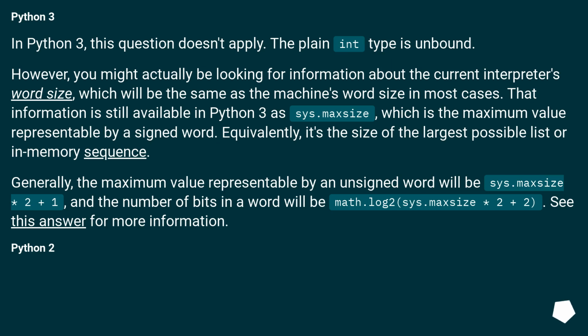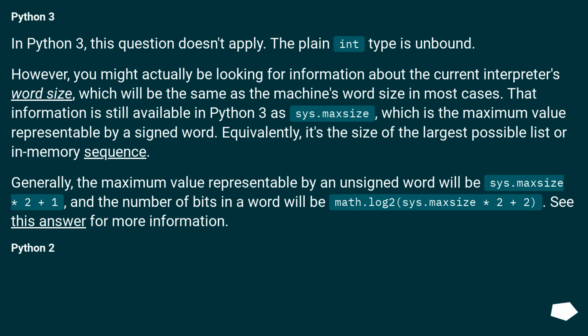Python 3. In Python 3, this question doesn't apply. The plain int type is unbound. However, you might actually be looking for information about the current interpreter's word size, which will be the same as the machine's word size in most cases. That information is still available in Python 3 as sys.maxsize, which is the maximum value representable by a signed word. Equivalently, it's the size of the largest possible list or in-memory sequence.